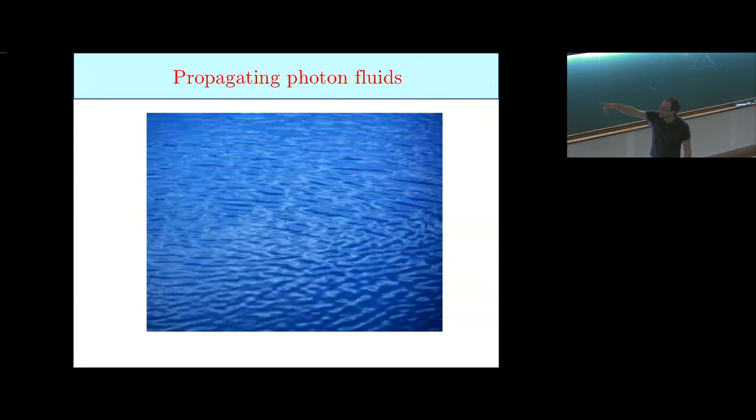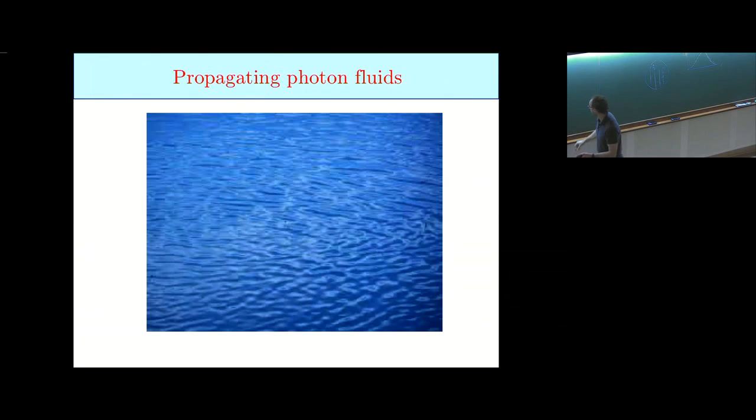Those would correspond to the noise that you see on a pond. But I can also create waves very simply. I can come in with another beam at an angle and create an interference pattern. That interference pattern will represent effectively a wave that has a wavelength given by the periodicity of the interference pattern.